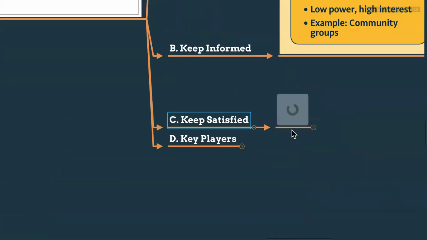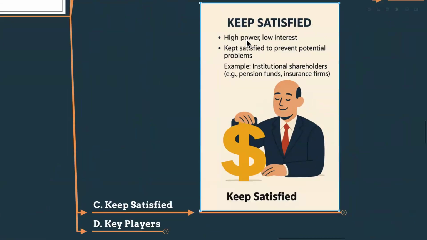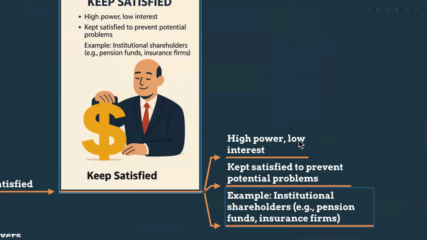At the same time, the C category that keeps satisfied. They have the high power, but they don't have interest in our business activities. We have to keep them satisfied to prevent potential problems. Sometimes, if they get so much interest with their power, they can influence. For example, institutional shareholders, a biggest number of shareholders, right? Institutional shareholders means the general public holding 100 shares, 200 shares, 1000 shares, like, we have to keep them satisfied. Sometimes they will get interested, then they will utilize their power, right? So the strategy is we have to keep satisfied.